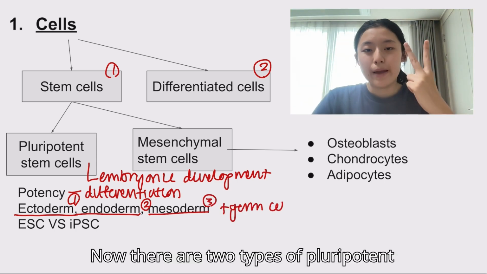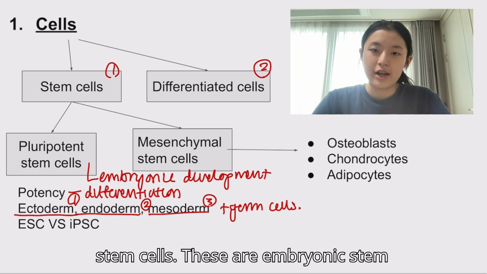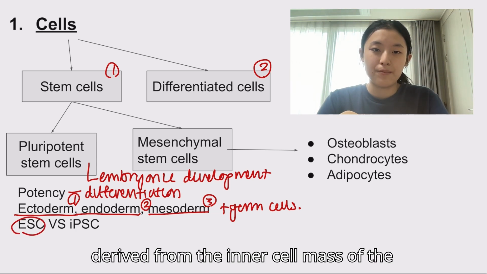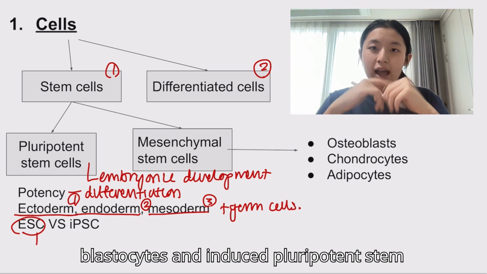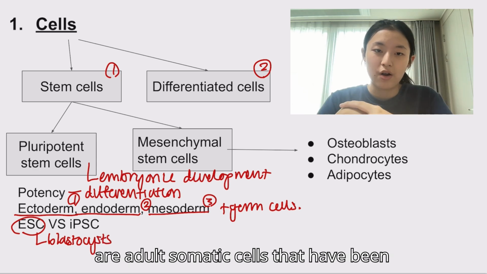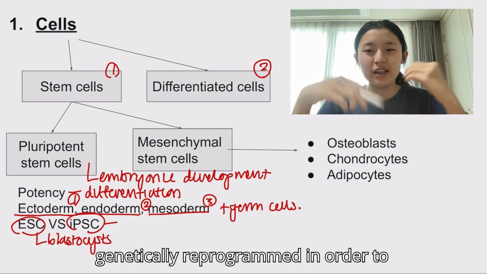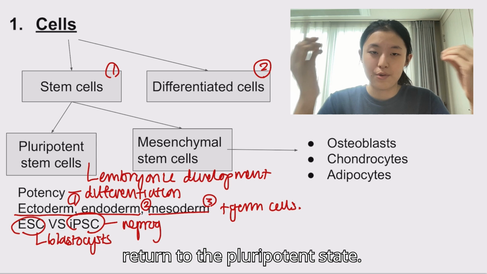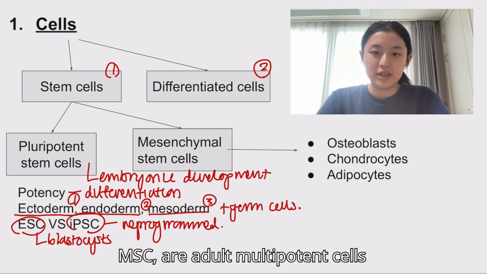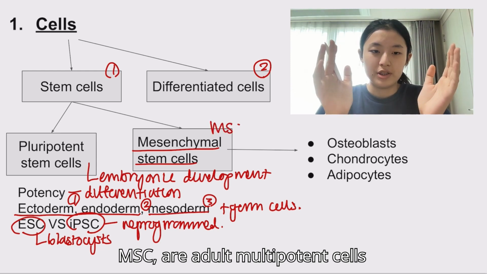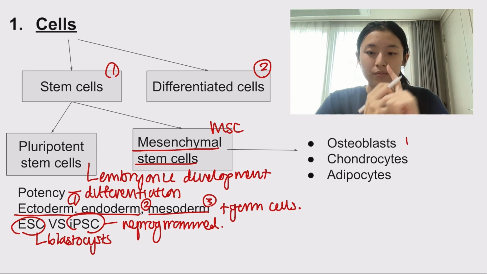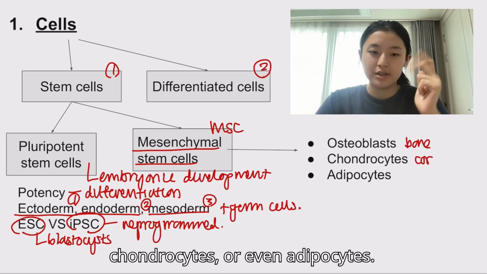There are two types of pluripotent stem cells. These are embryonic stem cells, also known as ESCs, derived from the inner cell mass of the blastocyst, and induced pluripotent stem cells, also called iPSCs, which are adult somatic cells that have been genetically reprogrammed in order to return to the pluripotent state. Mesenchymal stem cells, also known as MSCs, are adult multipotent cells that can differentiate into a variety of cell types such as osteoblasts, chondrocytes, or even adipocytes.